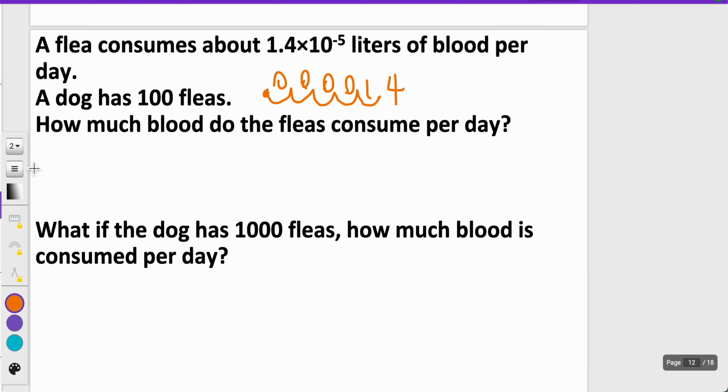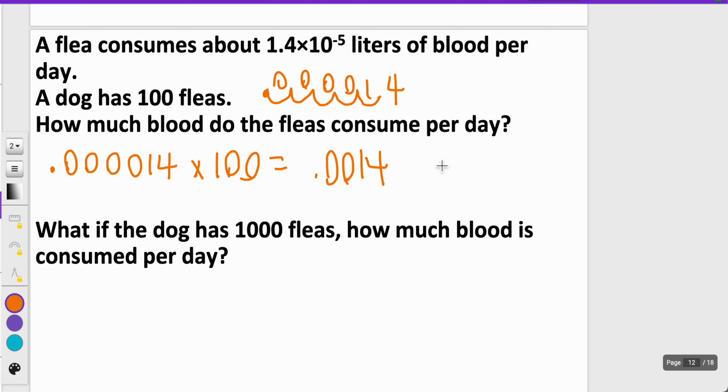So 0.00014. That's per flea, but he has 100 fleas, so we're going to multiply that by 100. We can type that into our calculator. 0.0000, so 4 zeros, and then 14 times 100. We're going to get 0.0014, and if we put that back in scientific notation, we'll have 1.4 times 10 to the negative third.